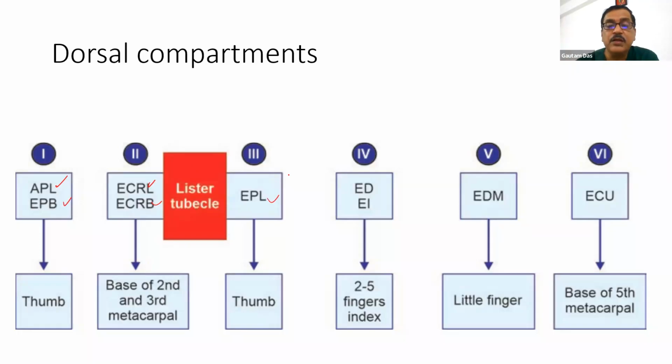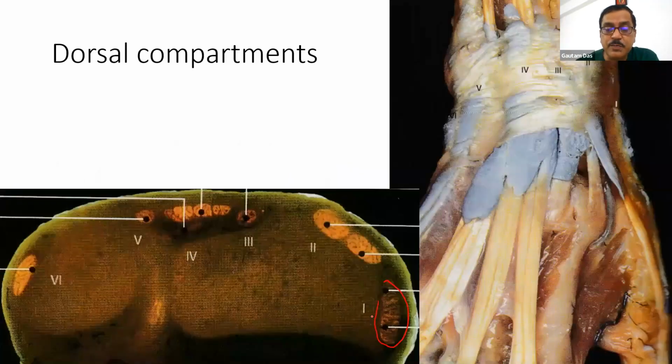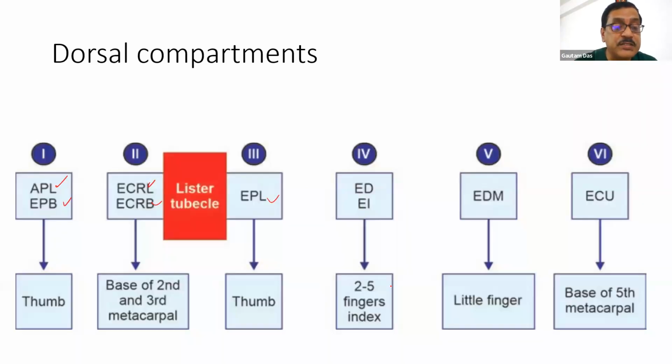So coming to the first compartment on the radial side, we have two important tendons: abductor pollicis longus and extensor pollicis brevis. To start with the APL, abductor pollicis longus, and then comes extensor pollicis brevis. Then the second compartment, what is there? Extensor carpi radialis longus. After the brevis, the longus will come. And then again the extensor carpi radialis brevis.